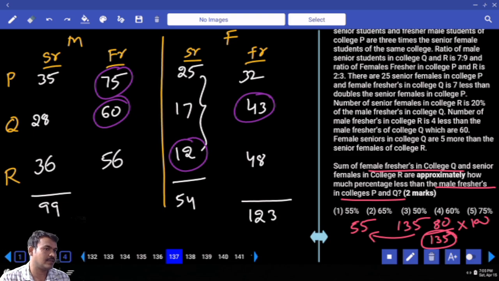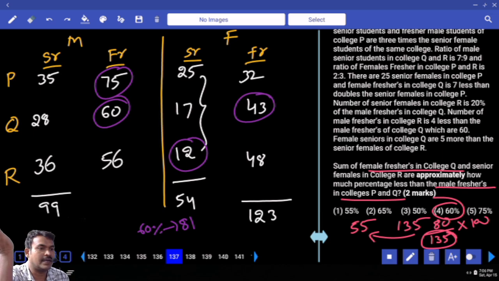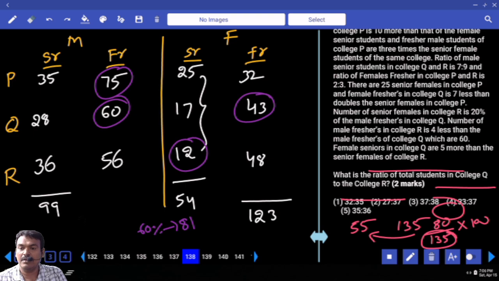Wait, directly we are saying: what is 10%? 13.5. 60%. Is it 81 or not? 81. Then the answer is nearby 60%. Closer to 60% or not? Which option? Fourth option or not? 10% is 13.5. 60% means 6 times, or not? 6 times 13 is 78, and 6 times half is 3. Okay. Remaining 2 questions, shall we do them?